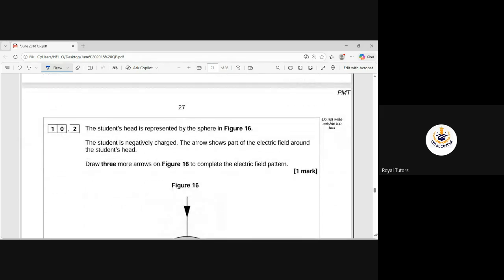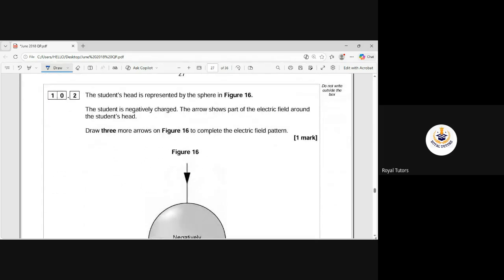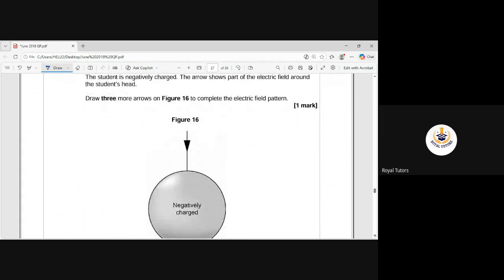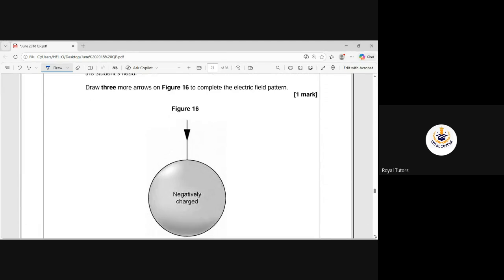Then we have the student's head, represented by the sphere in figure 16. The student is negatively charged. The arrow shows part of the electric field around the student's head. We have to draw 3 more arrows on figure 16 to complete the electric field pattern. Since you already know that it is negatively charged, you realize that the arrows will direct inward and be distributed evenly around the sphere.